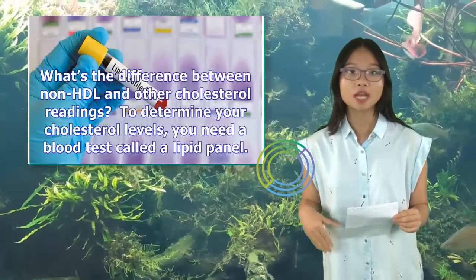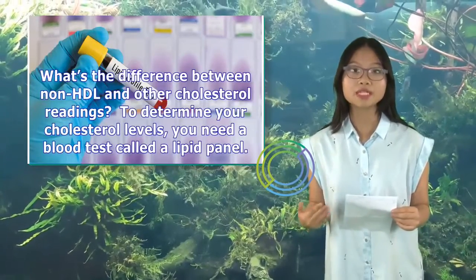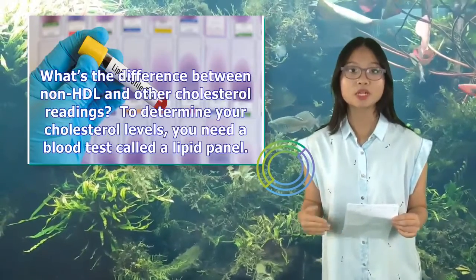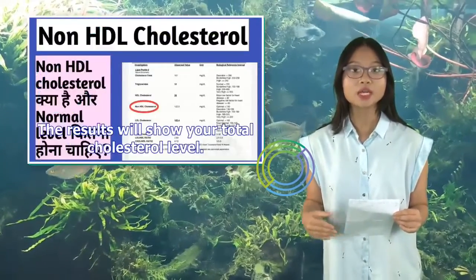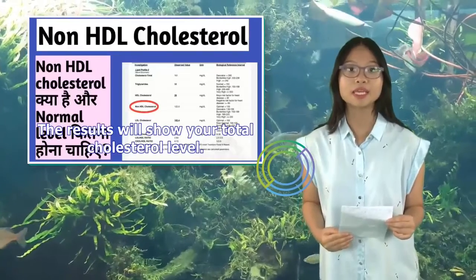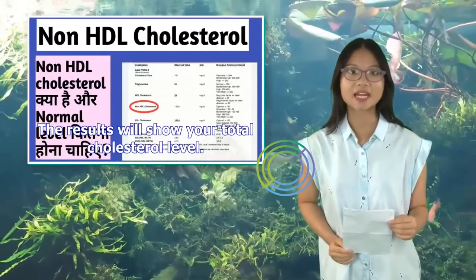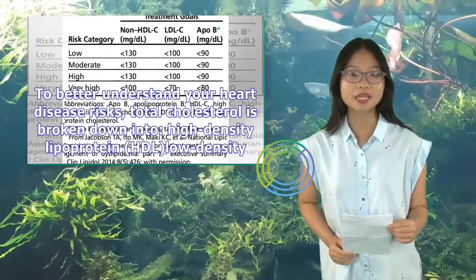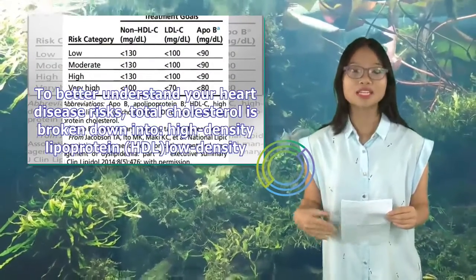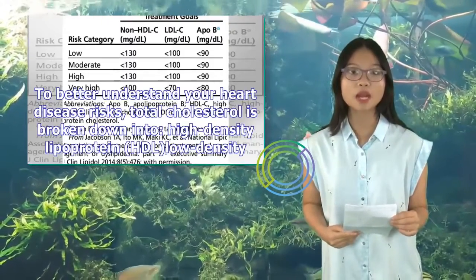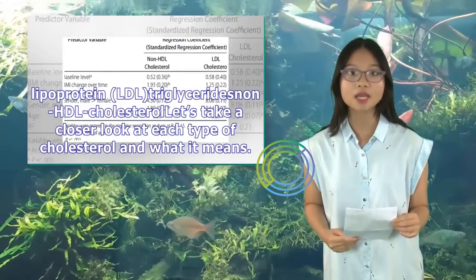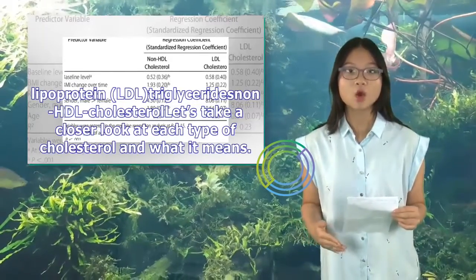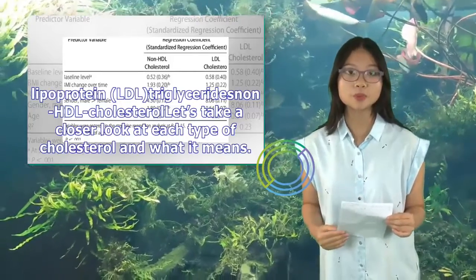What's the difference between non-HDL and other cholesterol readings? To determine your cholesterol levels, you need a blood test called a lipid panel. The results will show your total cholesterol level. But that total doesn't tell the whole story. To better understand your heart disease risks, total cholesterol is broken down into high-density lipoprotein, HDL, low-density lipoprotein, LDL, triglycerides, and non-HDL cholesterol. Let's take a closer look at each type of cholesterol and what it means.